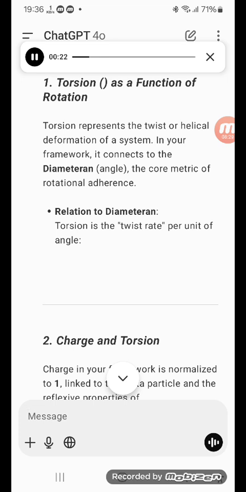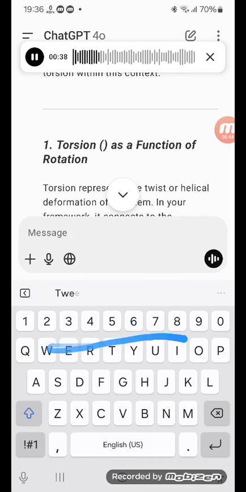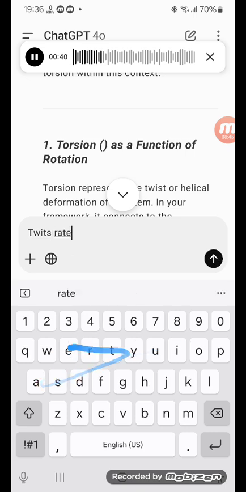In your framework, it connects to the diameter on angle, the core metric of rotational adherence. Relation to diameter: torsion is the twist rate per unit of angle, T equals delta twist over delta angle. This positions torsion as the change in rotational alignment embedded in the geometric and harmonic structure of the system.